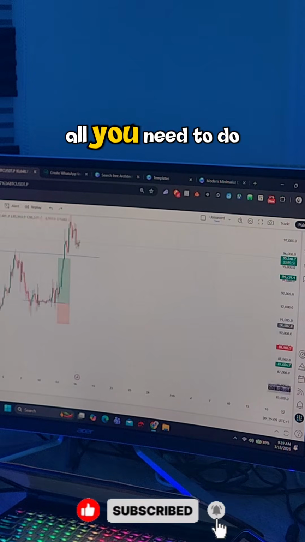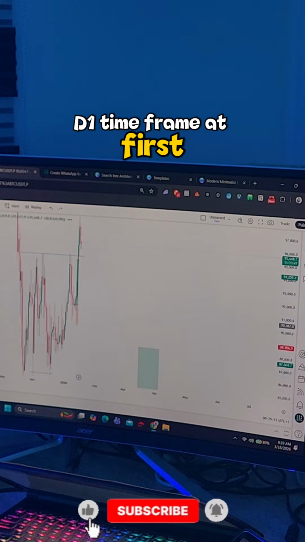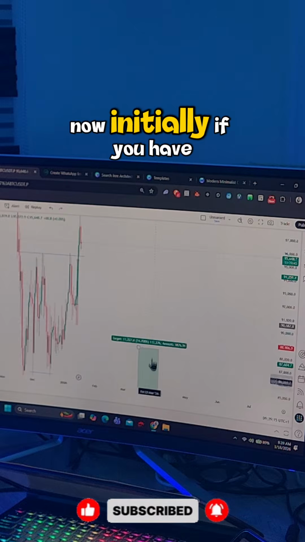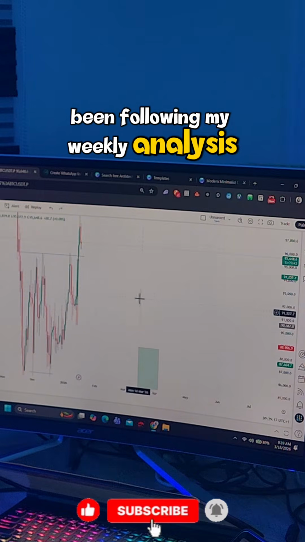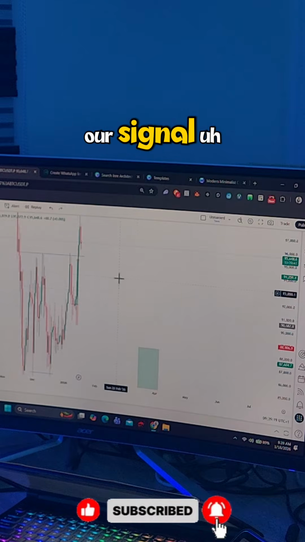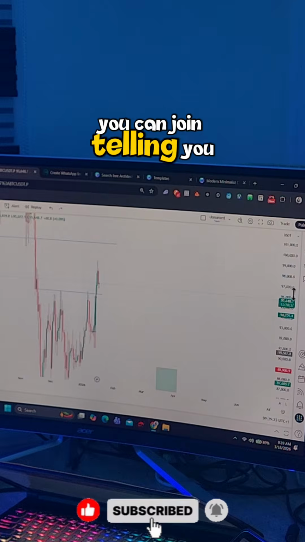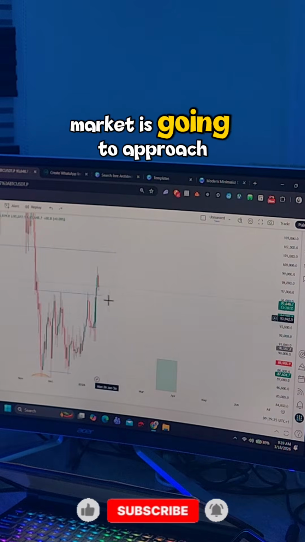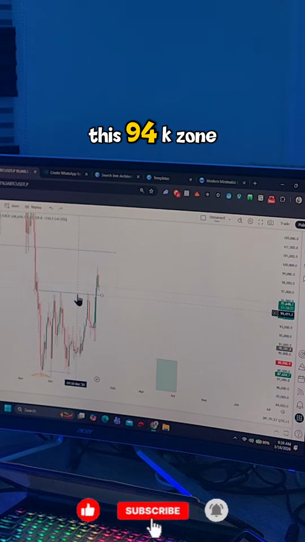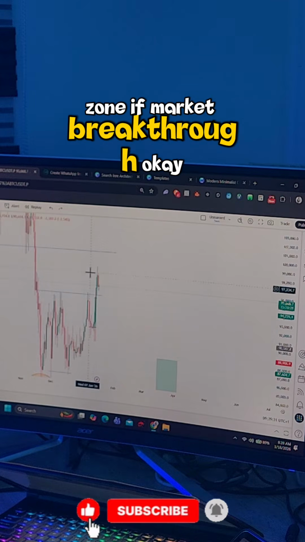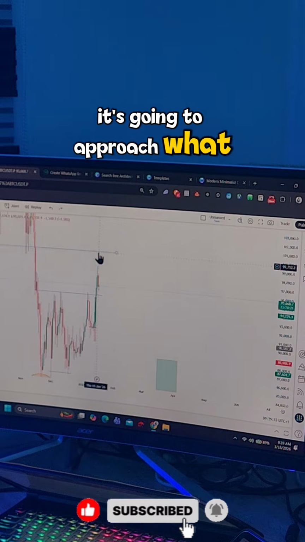It's very simple. All you need to do is go to your D1 time frame at first, so that you will know the market trend. Now, if you have been following my weekly analysis, I do a quick analysis on our Telegram channel, so you can join, telling you that the market is going to approach this 94k zone, and if it breaks through, it's going to approach the 99k zone.